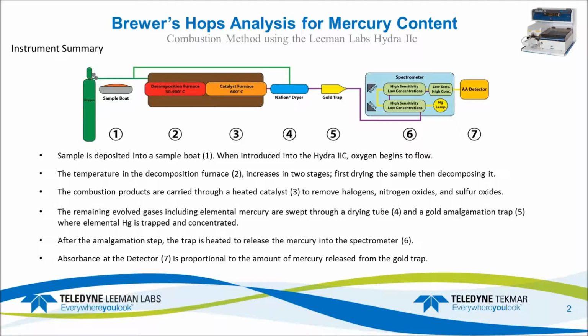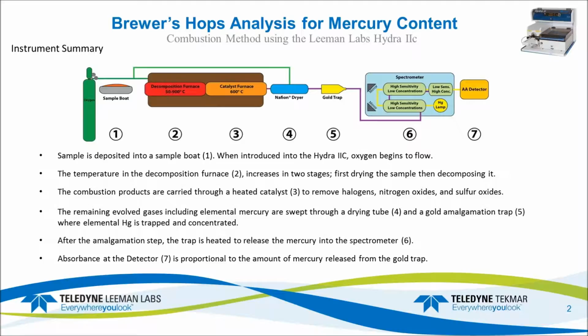Everything that's coming off the sample as it's being burnt, the mercury is trapped on the gold. Gold amalgamates the mercury, and that helps concentrate the mercury to get us a strong, solid spike.